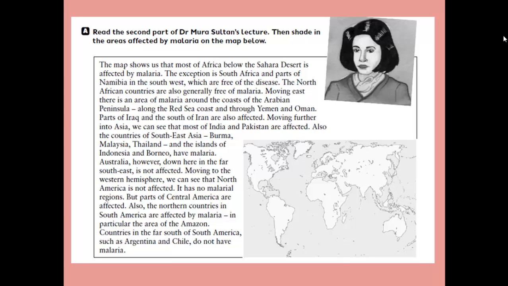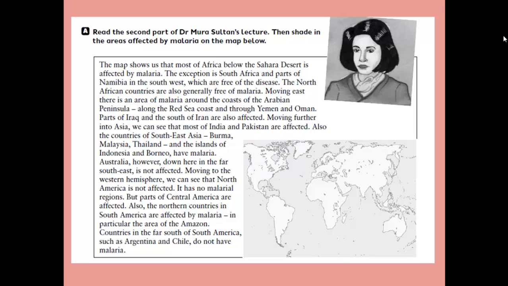Let's go to our workbook. Number 8. Read the second part of Dr. Muna Sultan's lecture. Then shade in the areas affected by malaria on the map below. The map shows us that most of Africa below the Sahara Desert is affected by malaria. The exception is South Africa and parts of Namibia in the southwest, which are free of the disease. The North African countries are also generally free of malaria.